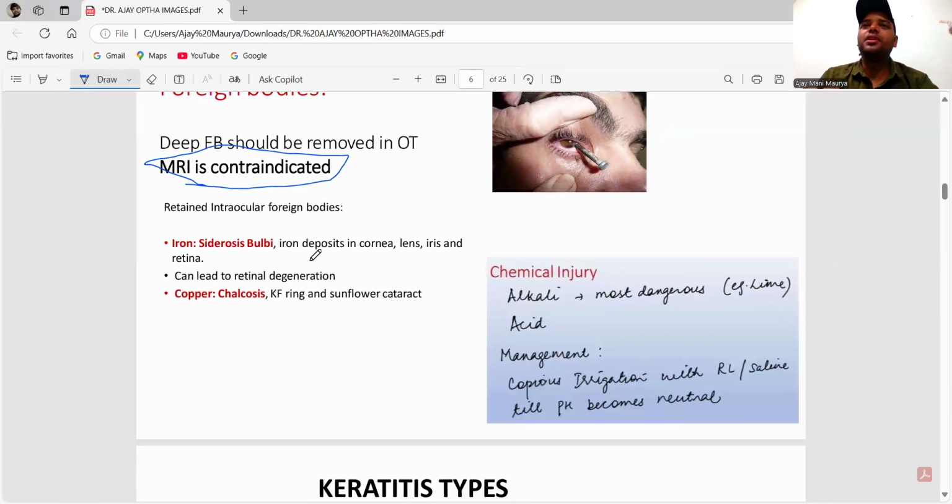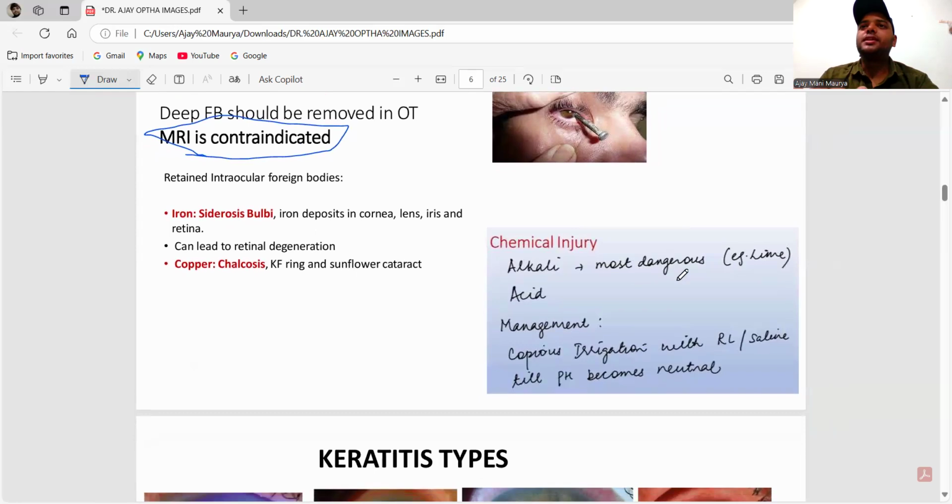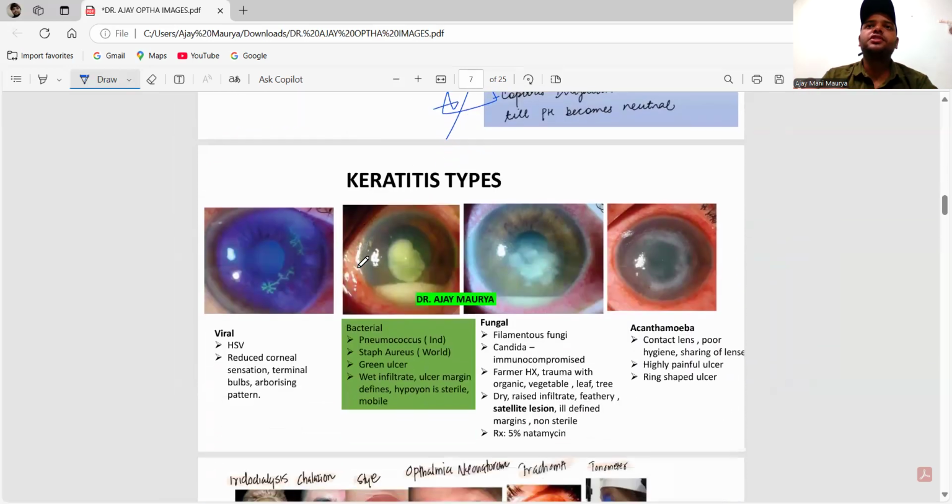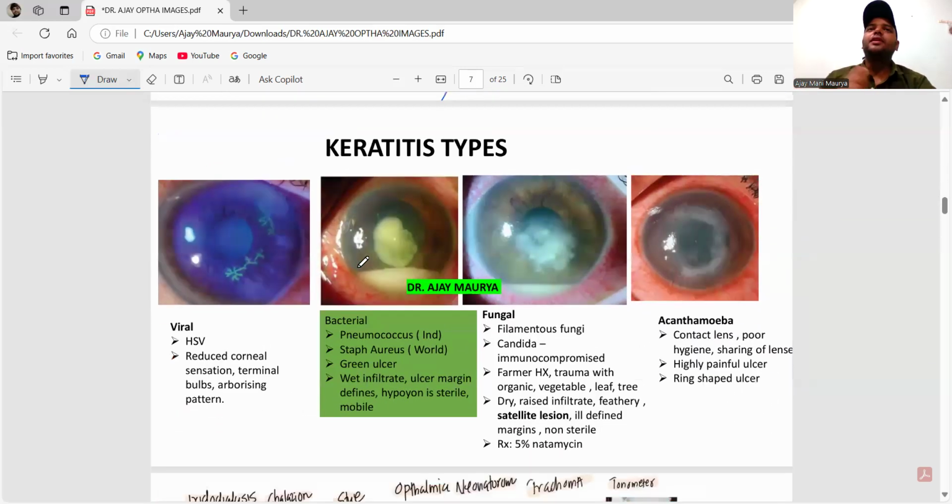So guys, always remember alkali is the most dangerous one, for example lime. Most dangerous. In management, you have to always do copious irrigation with Ringer lactate or saline till the pH becomes neutral. This is the question they asked in the last exam also. Please remember. Next one is the types of keratitis.